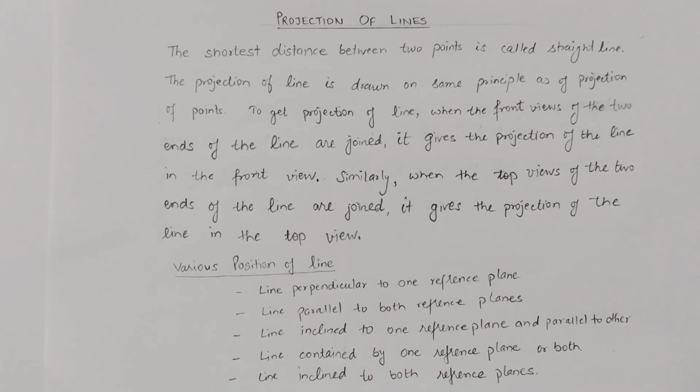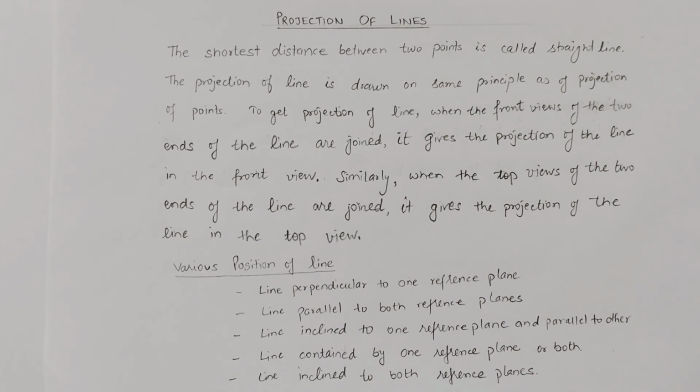Topic of discussion is projection of lines. The shortest distance between two points is called a straight line. The projection of a line is drawn on the same principle as the projection of points. To get the projection of a line, when the front views of the two ends of the line are joined, it gives the projection of the line in the front view.